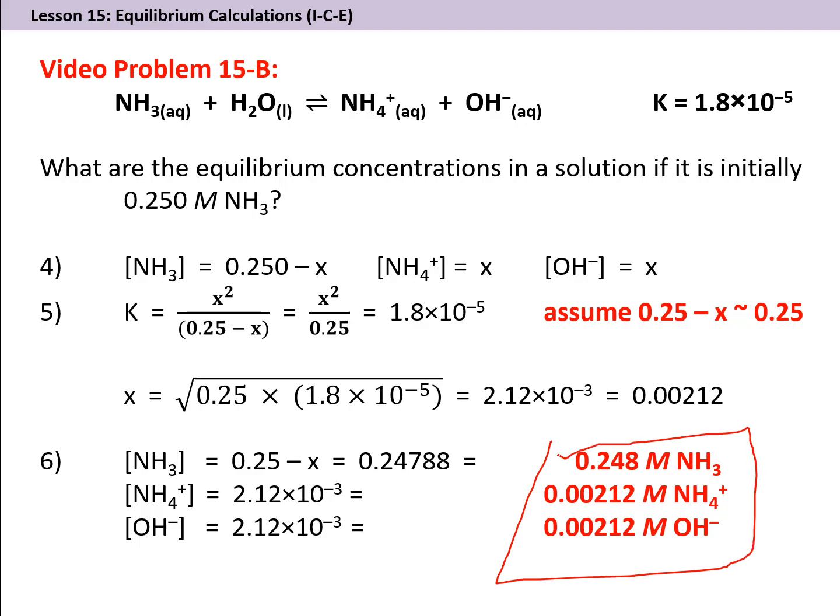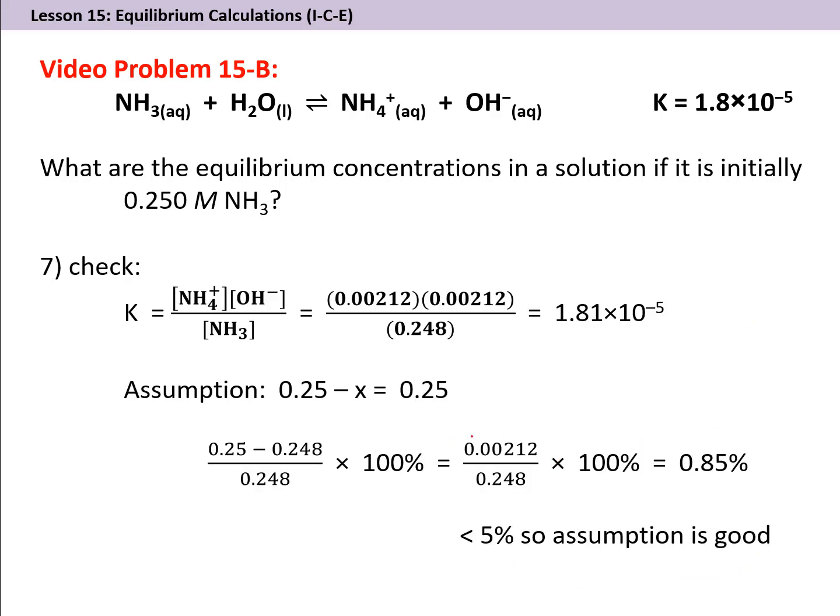But I wasn't done because I need to go back and make sure everything's right. So I check my work, I get a valid K, and I check my assumption, it's less than 5%, so I'm good. All right, so next time we're going to go on to some other ICE problems and some more topics in equilibrium.